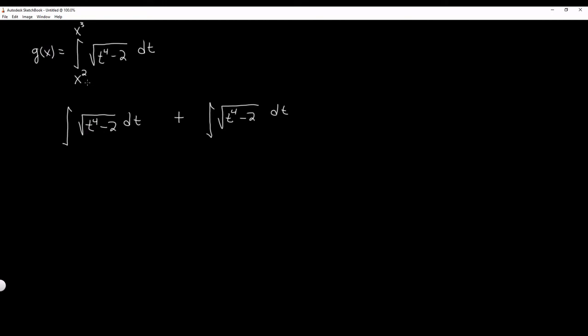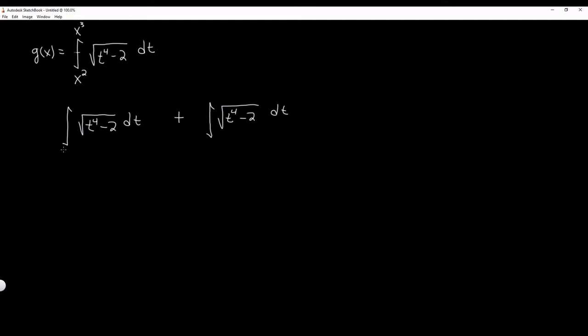Okay, so the way we're going to do this is we're going to break this up somewhere in between x squared and x cubed, at some point on the function in the middle, and then we're going to integrate from x squared to that point, and then from that point to x cubed.